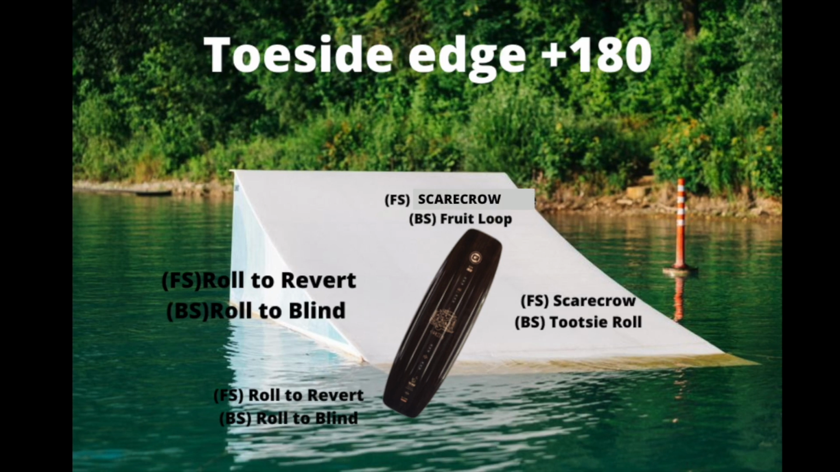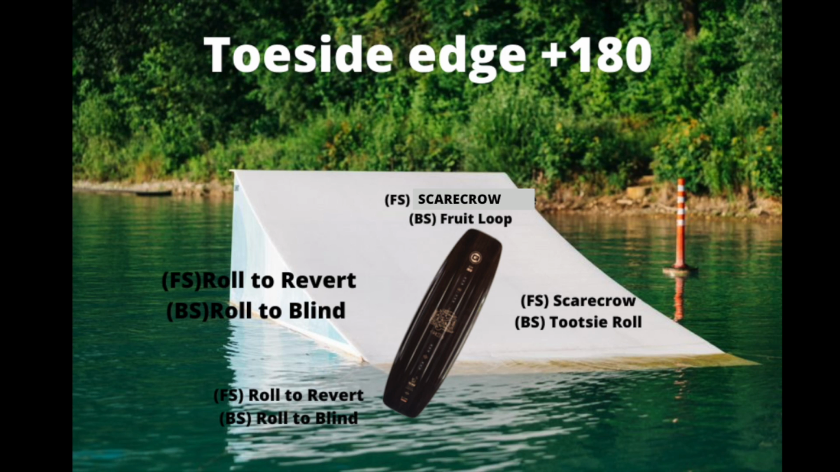If you're coming in on your toe side edge and you cartwheel over your nose and do a front side 180, it's called a scarecrow. If you do a backside 180, it's called a fruit loop. If you roll over your toes and do a front side 180, it's called a scarecrow. If you do a backside 180, it's called a tootsie roll.